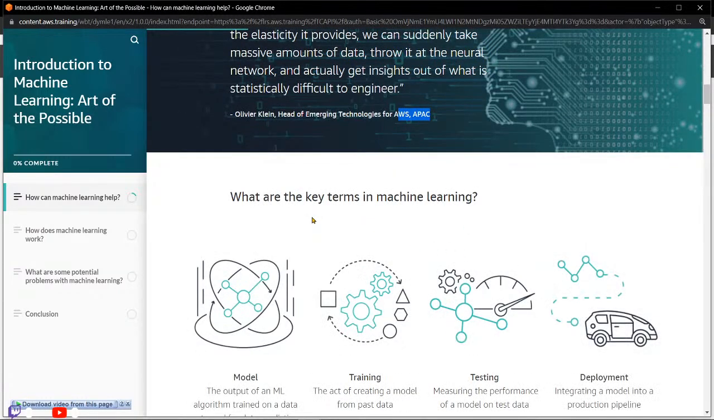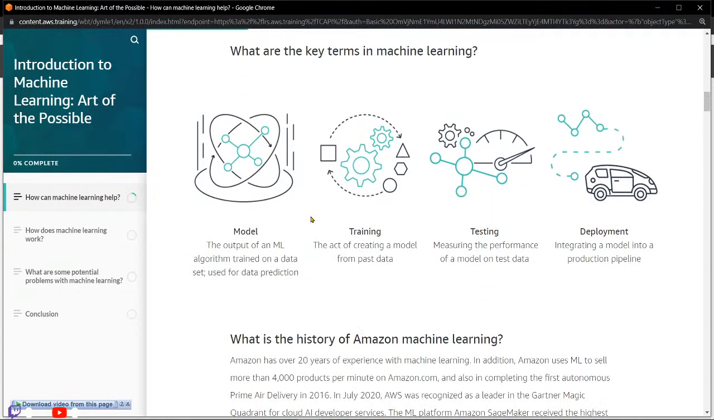What are the key terms in machine learning? The key terms are: the model, the output of the ML algorithm trained on the data set used for data prediction; the training, the act of creating a model from past data; the testing, measuring the performance of a model on test data; and the final stage, the deployment, integrating a model into a production pipeline.